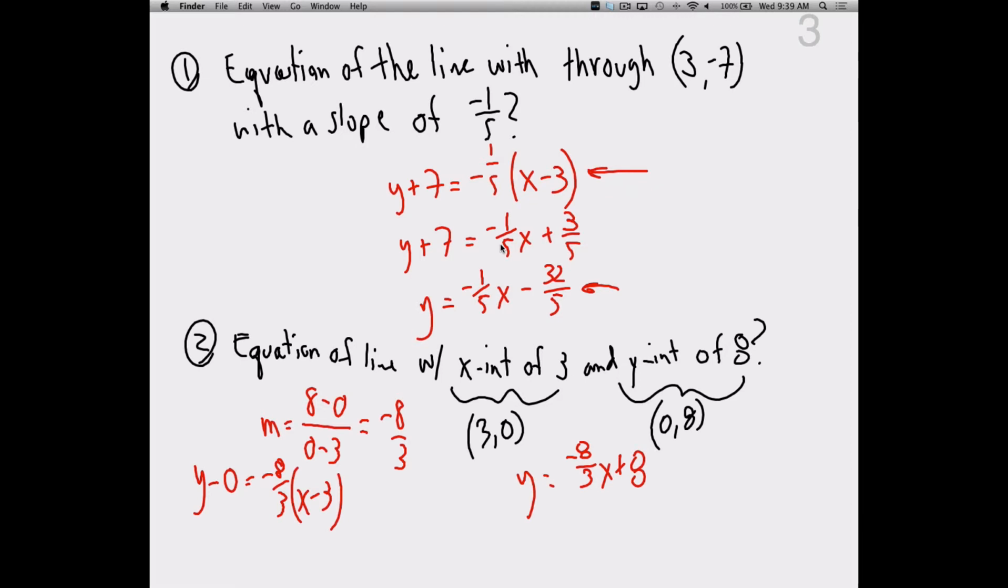Anybody? Bueller? Use the other point. 0, 8. Y minus 8 is equal to negative 8/3 times the quantity x minus 0.